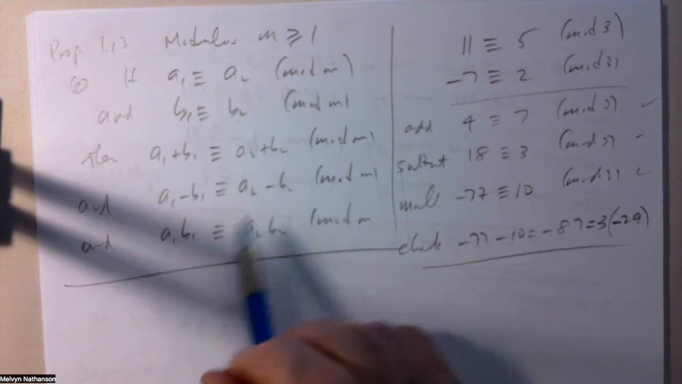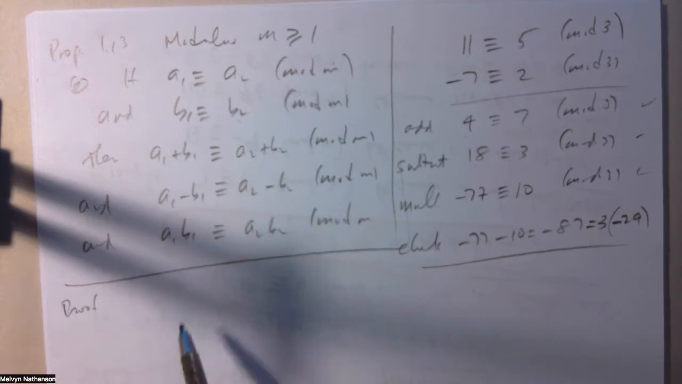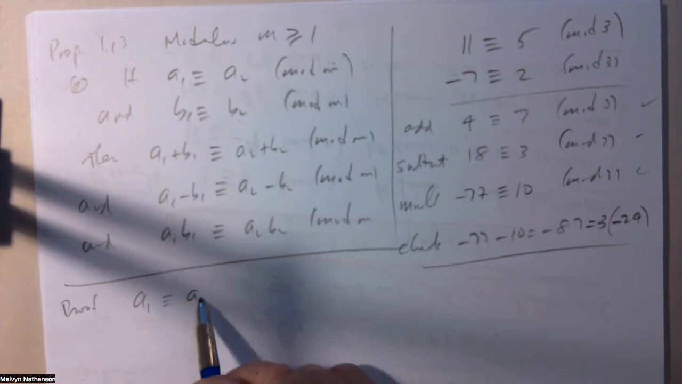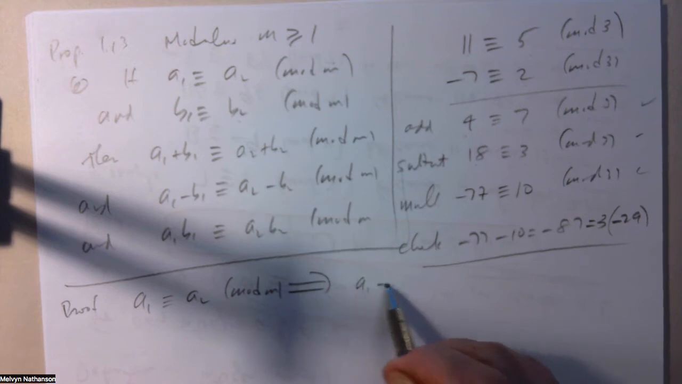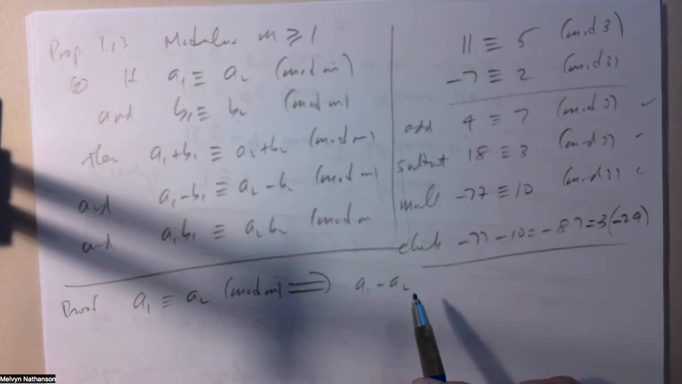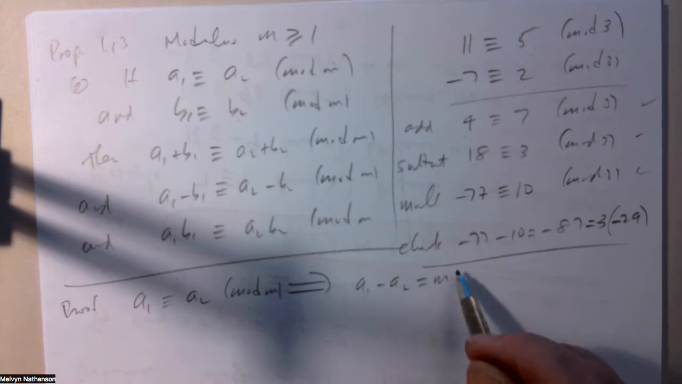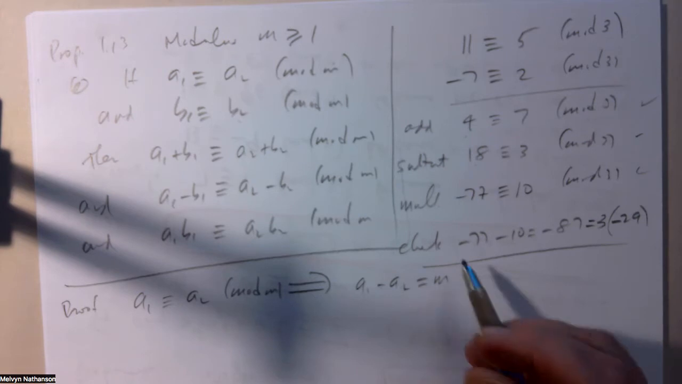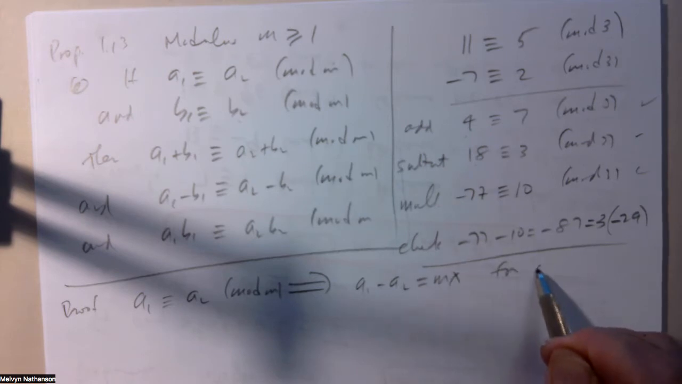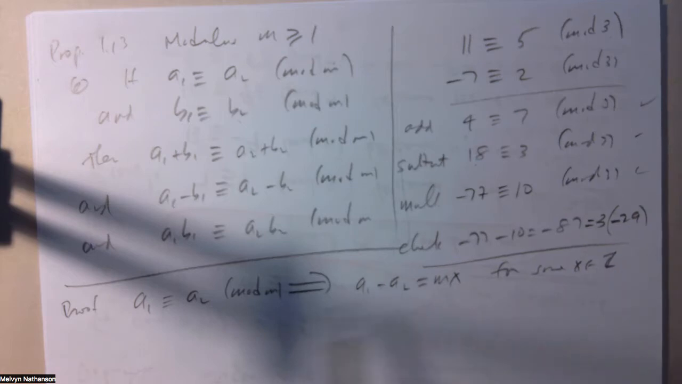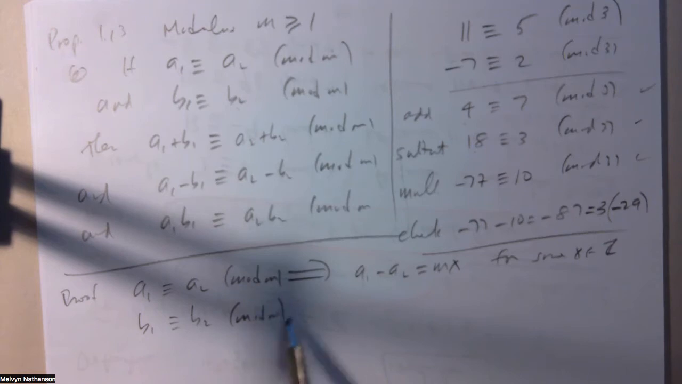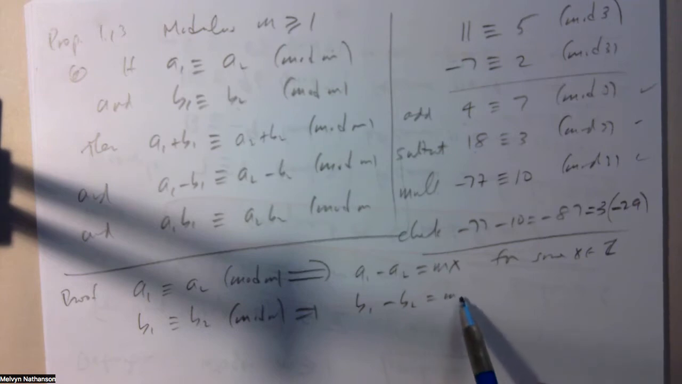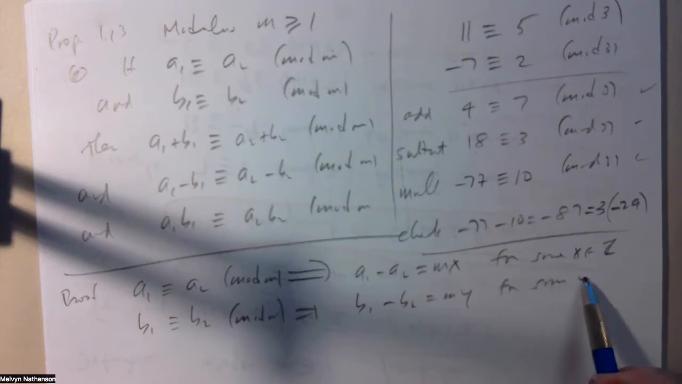Let me just prove the first statement. So a1 congruent to a2 mod m means, or implies, a1 minus a2 is divisible by m. It's equal to, let's say, m times x for some integer x. And if b1 is congruent to b2 mod m, that means b1 minus b2 is a multiple of m also. It's m times y for some integer y.